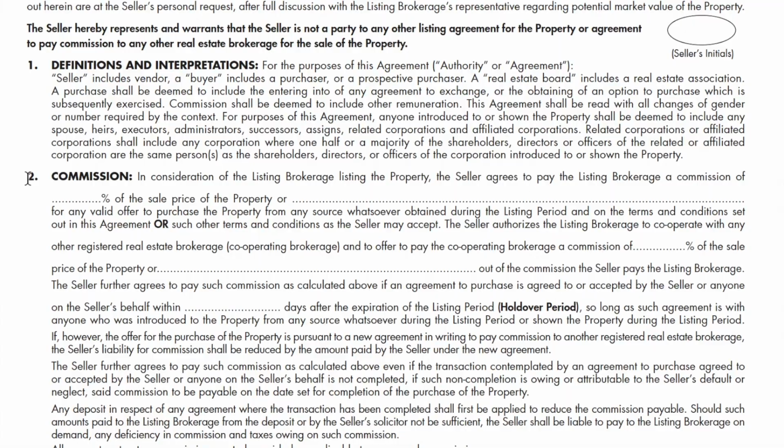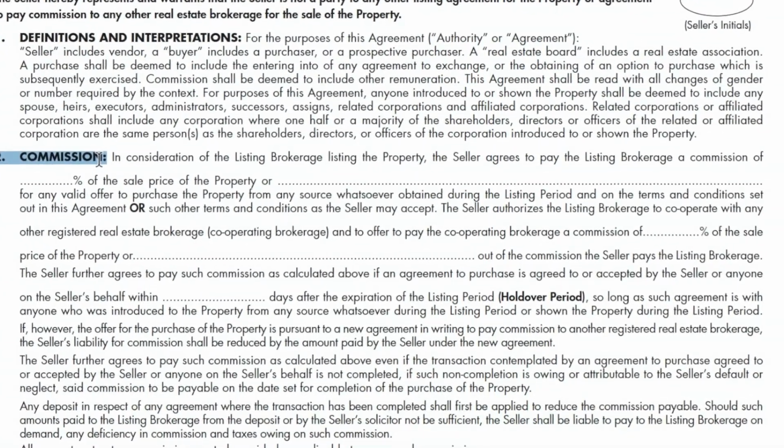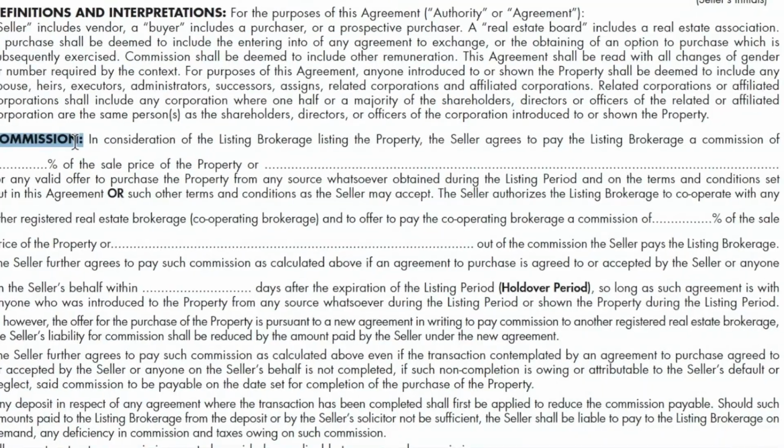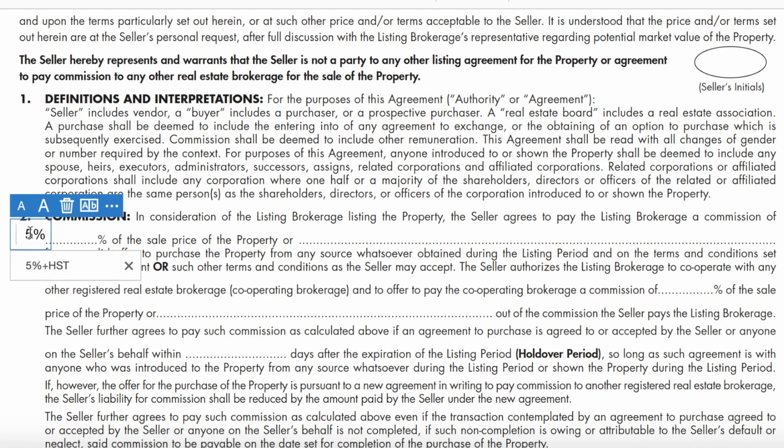Number 2, commissions. This one you could find yourself spending a lot of time on or very little time on. It is kind of client dependent or even realtor dependent really. But this just identifies how much commission will be paid to the listing brokerage and how much will be paid to the cooperating brokerage, if any. But 95% of the time, it will be filled out roughly like this. 5% plus HST, so the total commission of the sale of the property goes here.